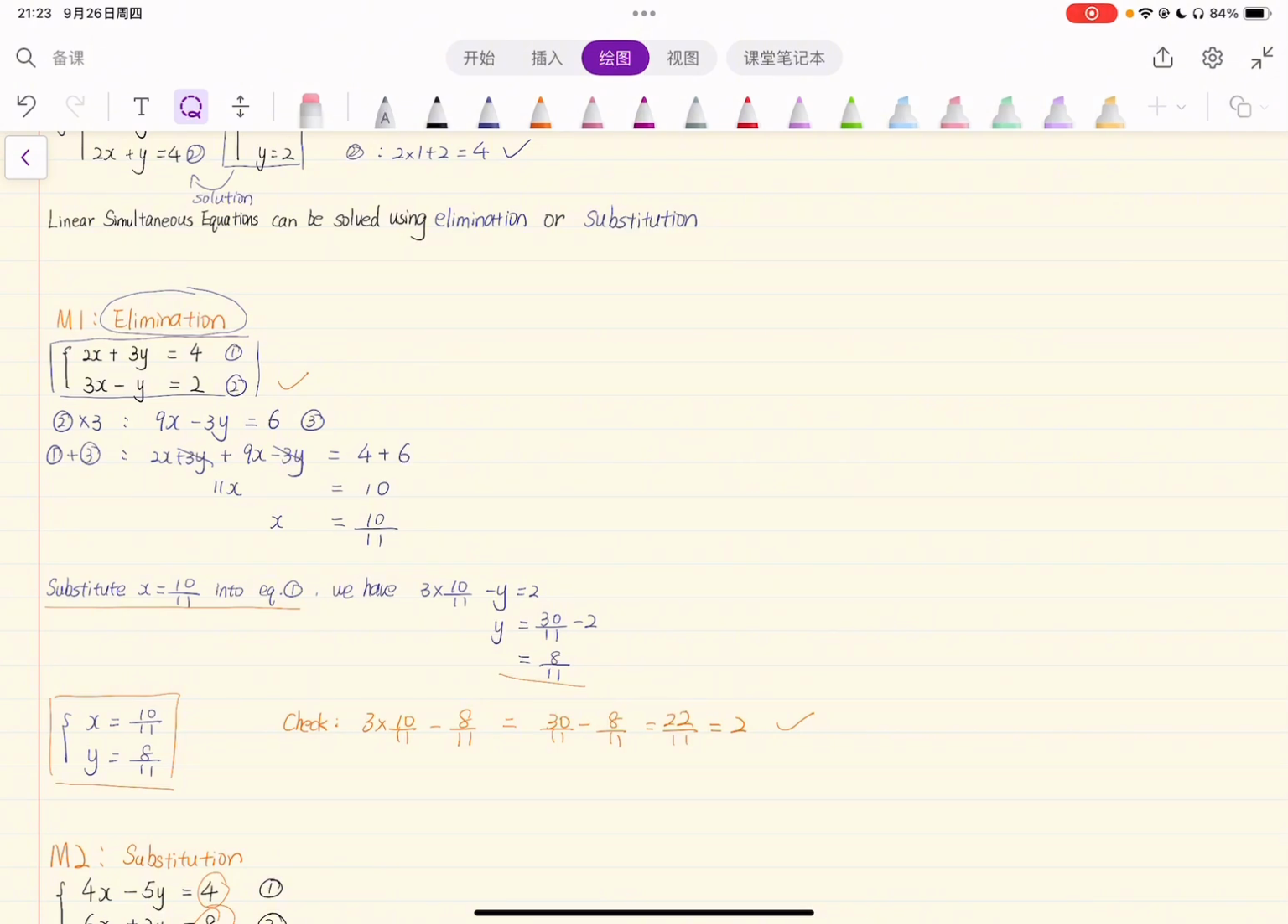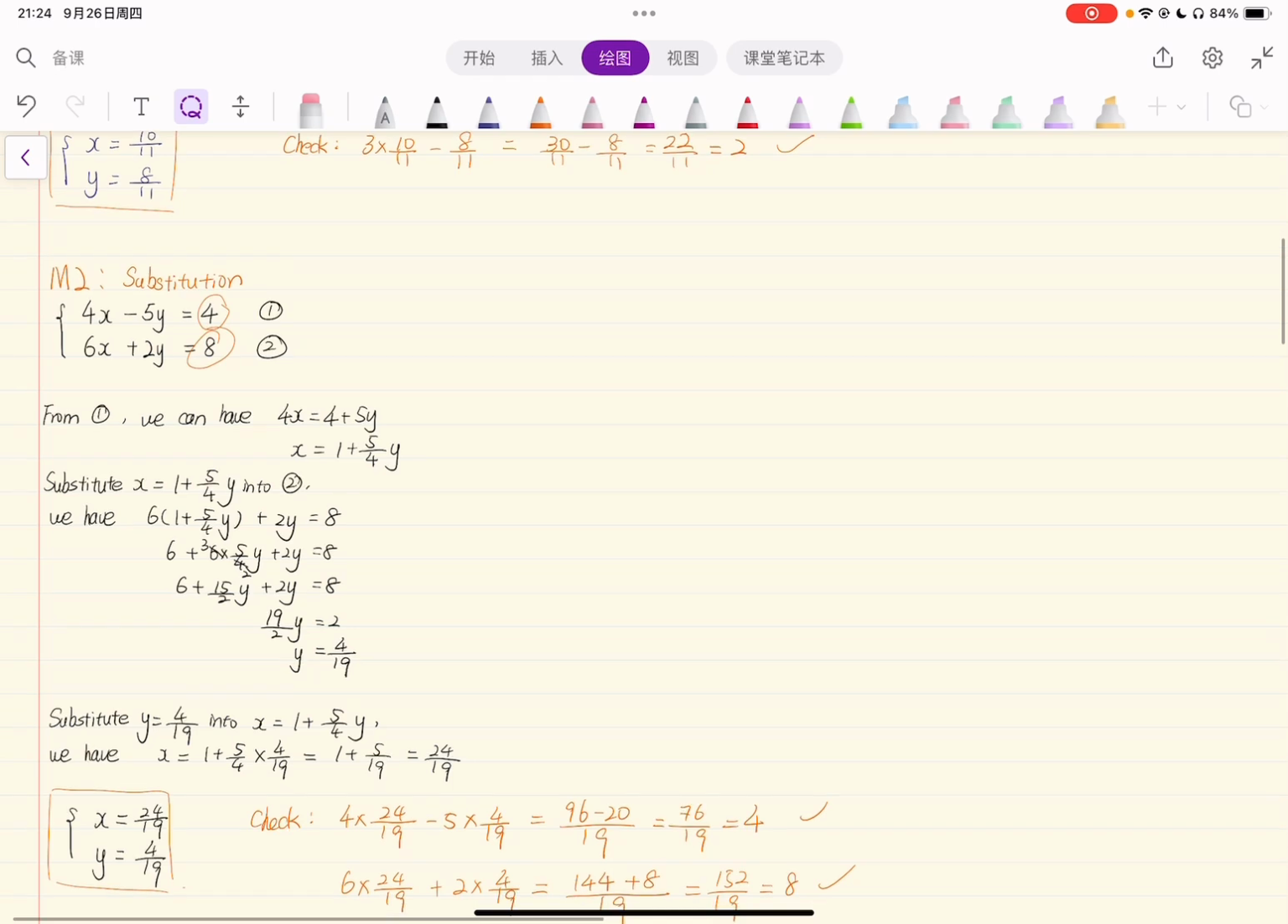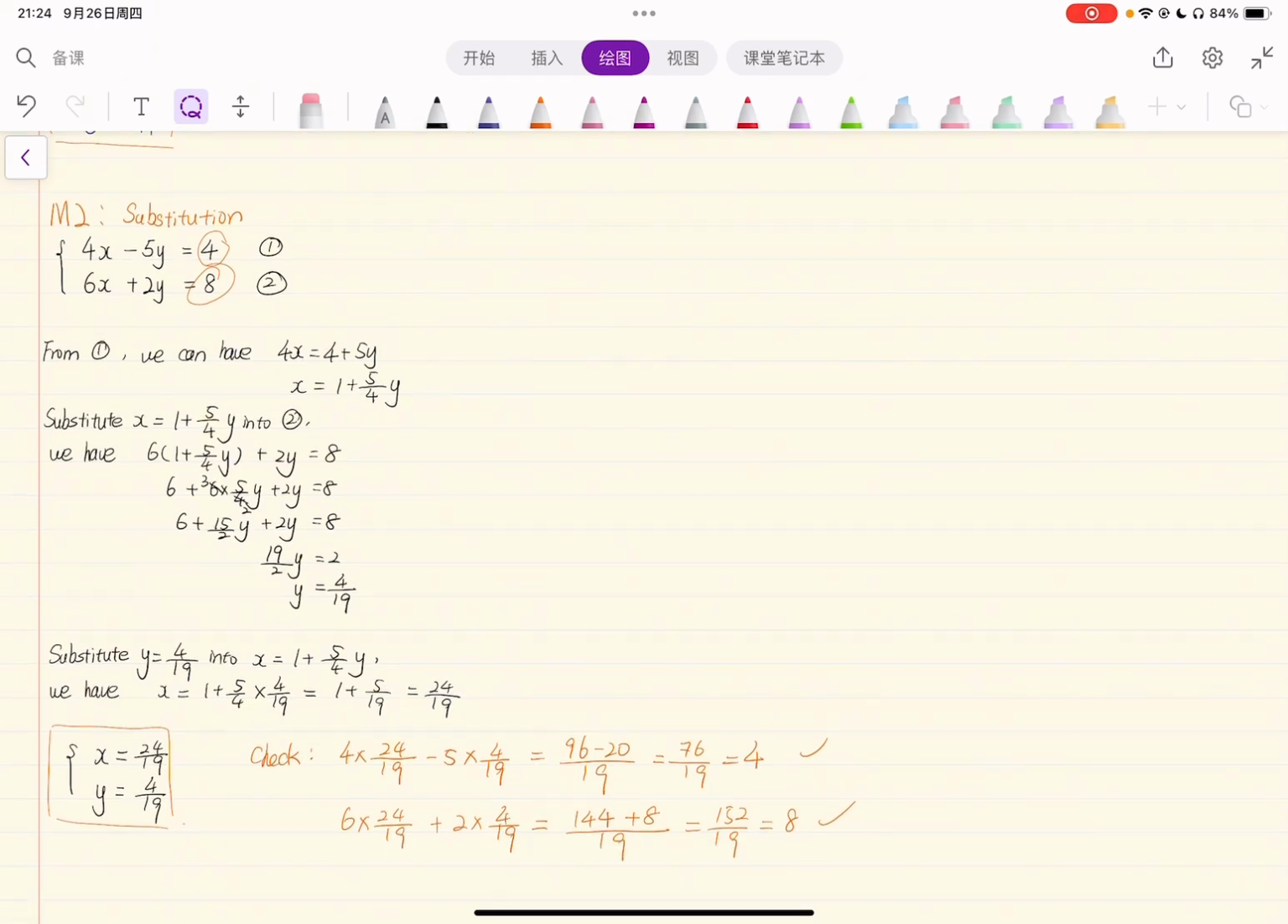So for this lesson, we learned how to solve linear simultaneous equations. Method 1 is elimination, as an example shown in this part of the paper. And the second method we use is substitution. So there is also an example. That's all the knowledge we learn in this lesson.